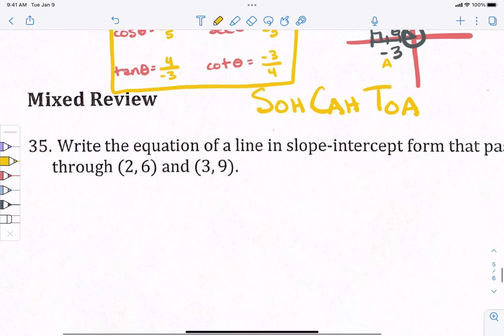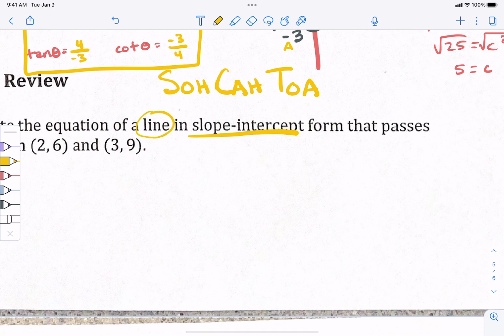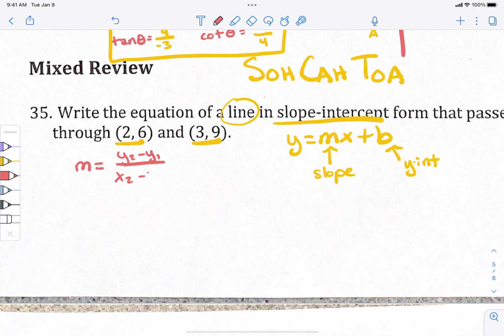So 35 is writing an equation in slope-intercept form. And we're writing the equation of a line, so we have a linear function. Slope-intercept form was y equals mx plus b, where m is the slope and b is the y-intercept. So when we have the slope, we have 2 points that we're trying to find the slope of. And to find the slope when you're given 2 points, m is y2 minus y1 over x2 minus x1. That's how you find the slope between those 2 points, okay?